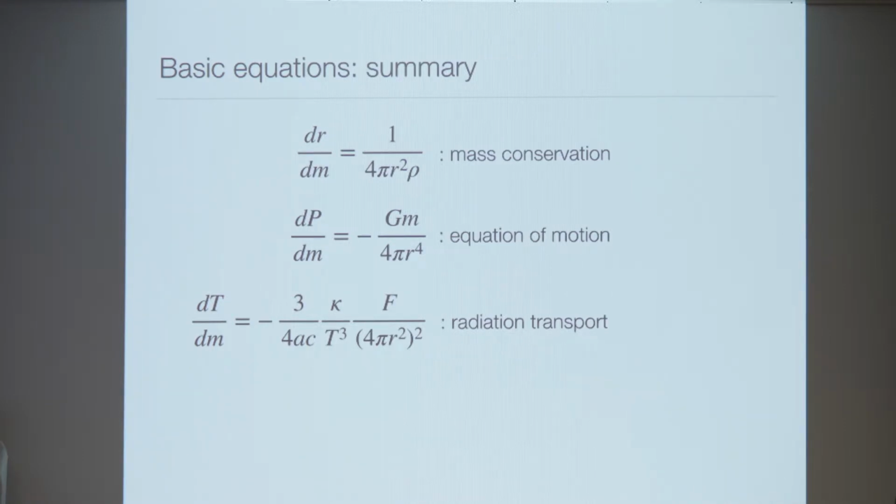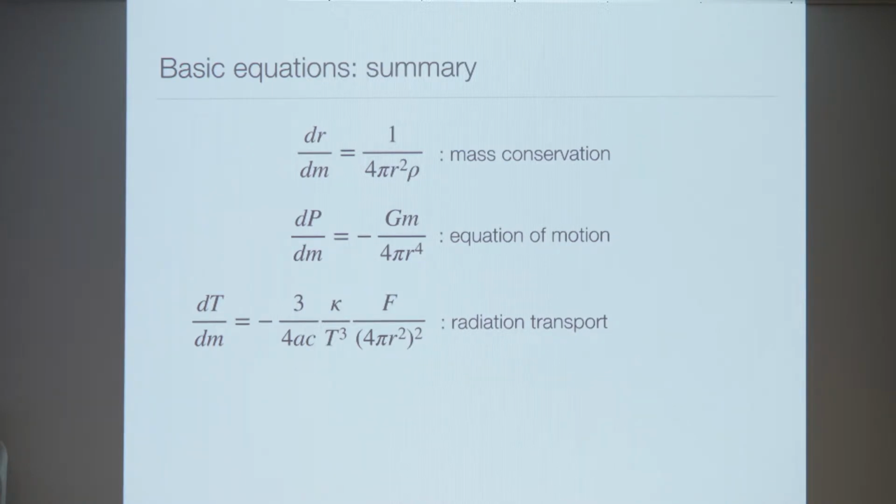To summarize, we saw these three equations so far, which govern the inner structure of the stars. One is mass conservation. This was probably the easy one. Then this was the equation of motion, and that governs the change in the pressure. And there's a radiation transport equation, which gives you the change in temperature in the star by the radiation pressure.